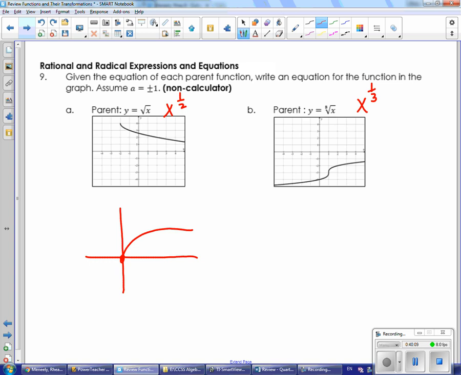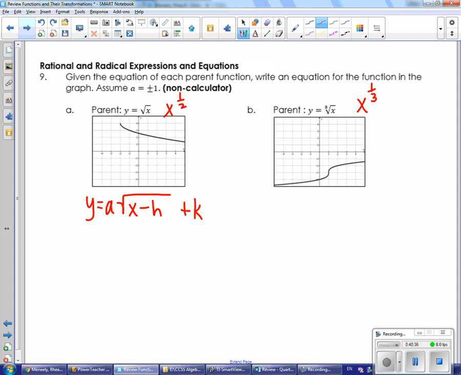Now in this case, you don't have to worry about the dilation. It tells you that the value of a is either going to be positive 1 or negative 1. If I think about the transformed equation, it's going to be y equals, actually let me give myself a little bit more space here. The transformed equation is going to involve the a, the h, and the k. So it's going to look more like this, where there's an x minus h underneath the square root and then a plus k on the outside.